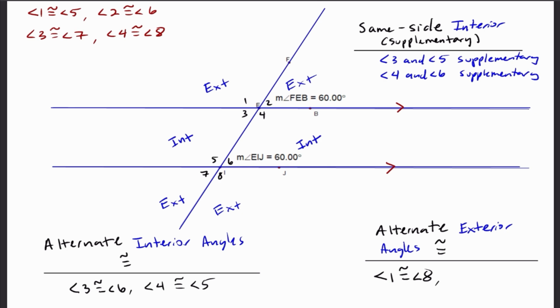We can also say the same thing for angles 2 and 7, because those angles are outside of the parallel lines and they are on opposite sides of the transversal. So again, angles 2 and 7 are congruent.